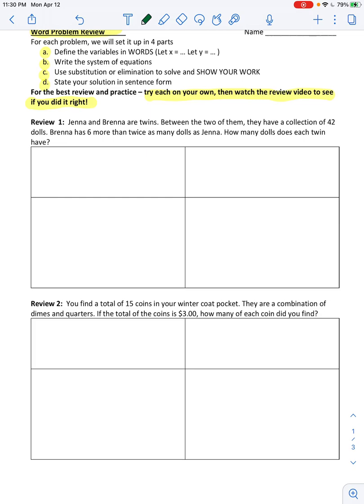In the first one, Jenna and Brenna are twins. Between the two of them, they have a collection of 42 dolls. Brenna has 6 more than twice as many dolls as Jenna. How many dolls does each twin have?